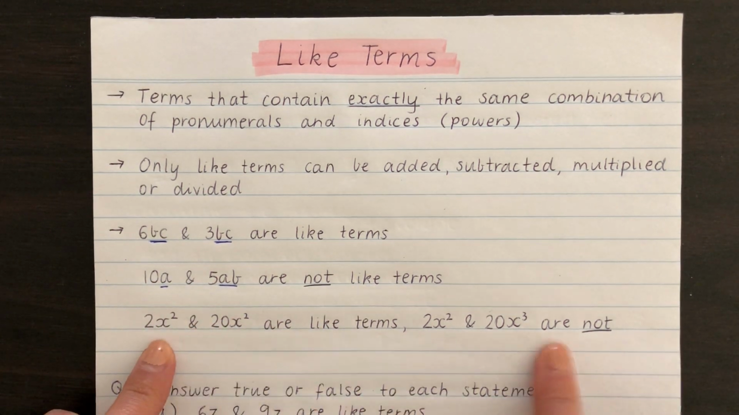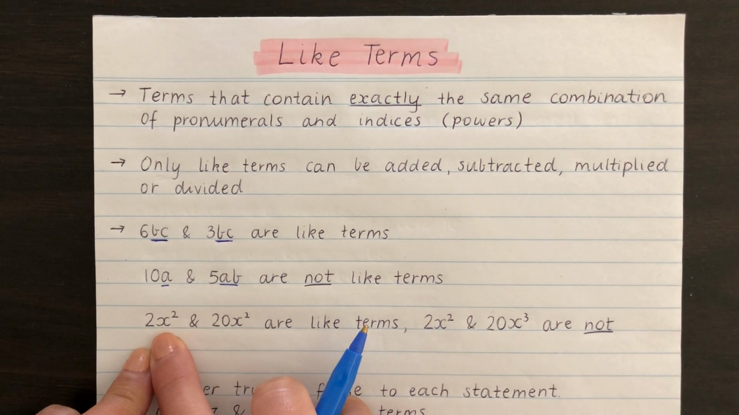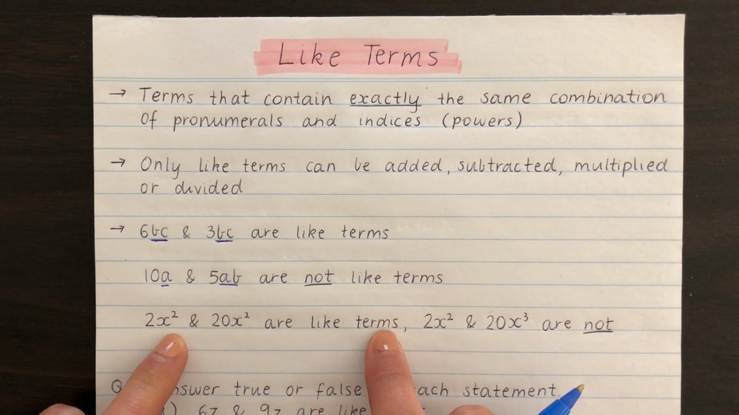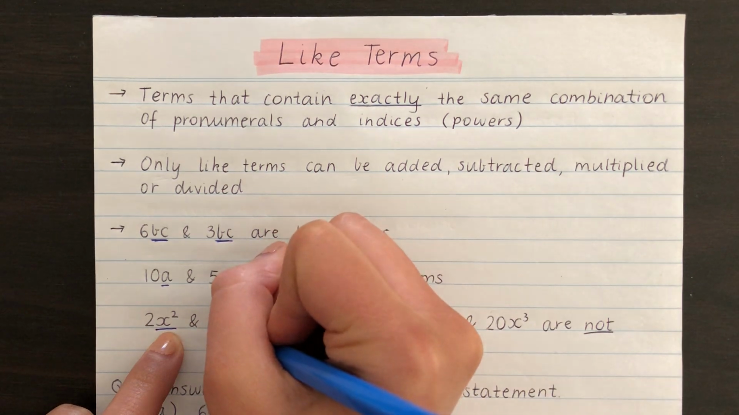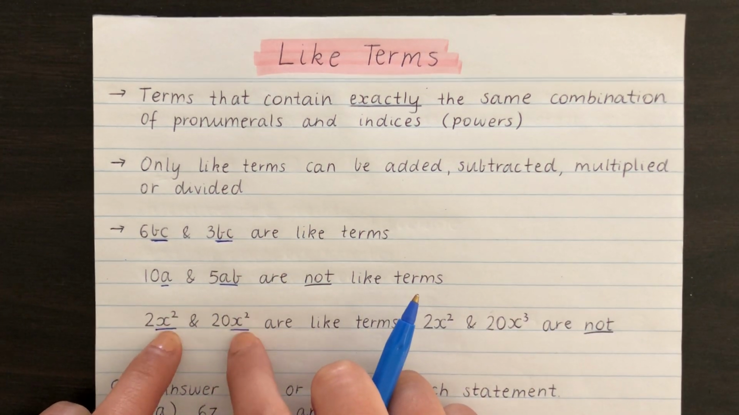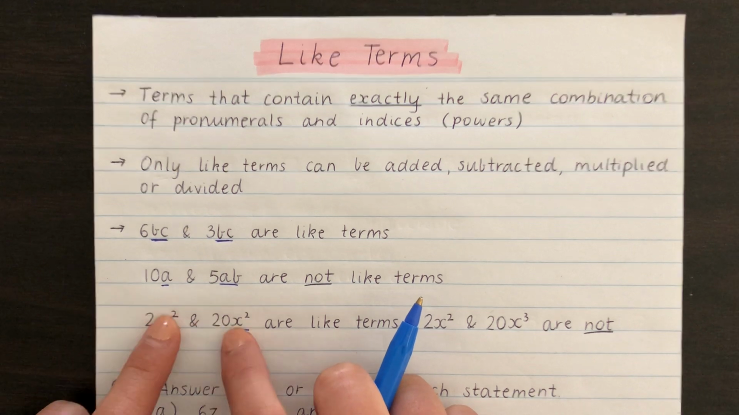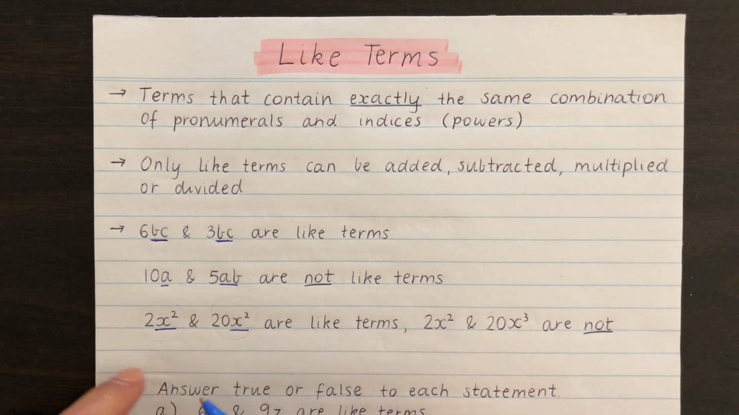Now let's have a look at some powers, okay? 2x squared and 20x squared are like terms. That's true because look, we have an x squared over here and an x squared over here. These 2 are exactly the same. X squared here, x squared there. Because they're exactly the same, we say that these 2 terms, so everything all together, are like terms, okay?